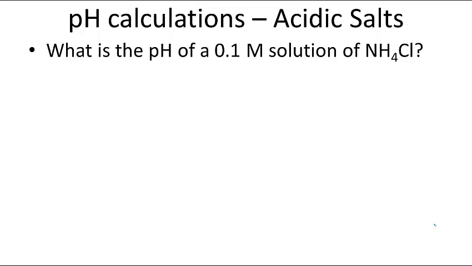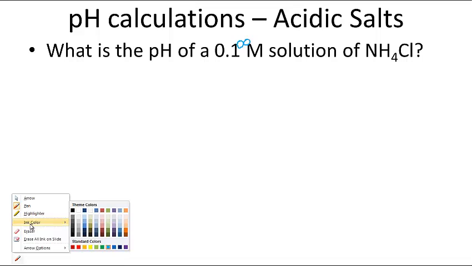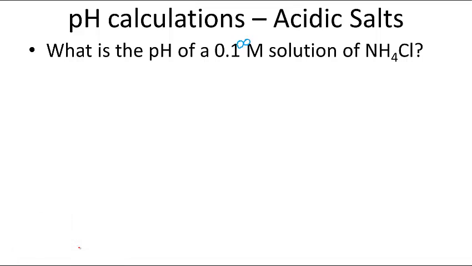So this is a 0.100 molar solution of NH4Cl. All right. The first question we have to ask ourselves is, what's going to happen when I dissolve NH4Cl in water? What's the first thing that happens? It dissociates into NH4 plus and Cl minus.